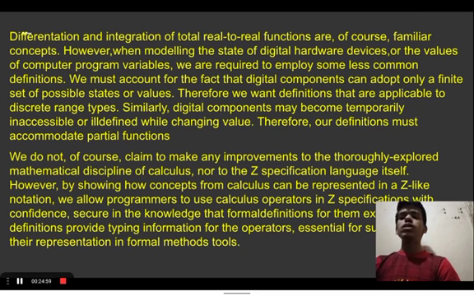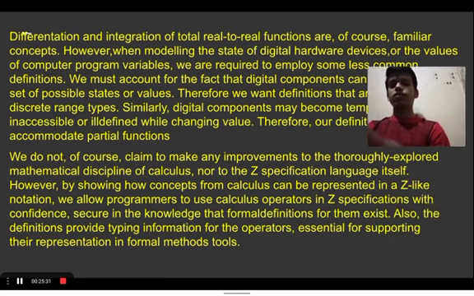However, when modeling the state of digital hardware devices or the values of computer program variables, we are required to employ some less common definitions. We must account for the fact that digital components can adopt only a finite set of possible states or values. Therefore, we want definitions that are applicable to discrete range types. Similarly, digital components may become temporarily inaccessible or ill-defined while changing values. Therefore, our definitions must accommodate partial functions.